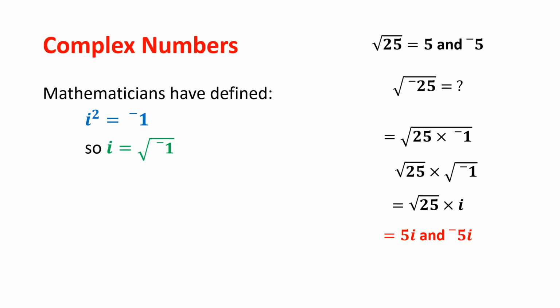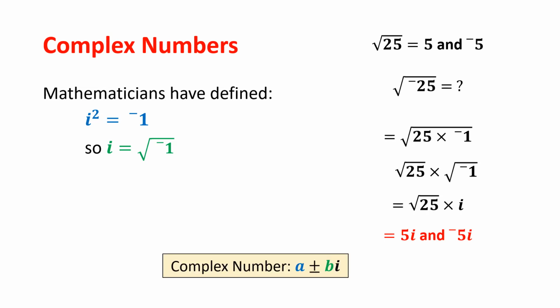And coming back to our idea of complex numbers written in the form a plus or minus bi, we could write the two solutions as 0 plus 5i and 0 minus 5i. So now we've got a way to solve taking the square root of a negative number.